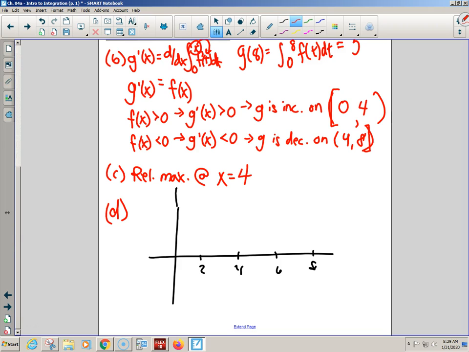At 0, G is 0. At 2, G is... At 4, G is... Ooh, I also know that 4 is a critical number, so I know it's going to be going up, strictly increasing, and then it's going down. G at 6. 8. And G at 8. That is 5.